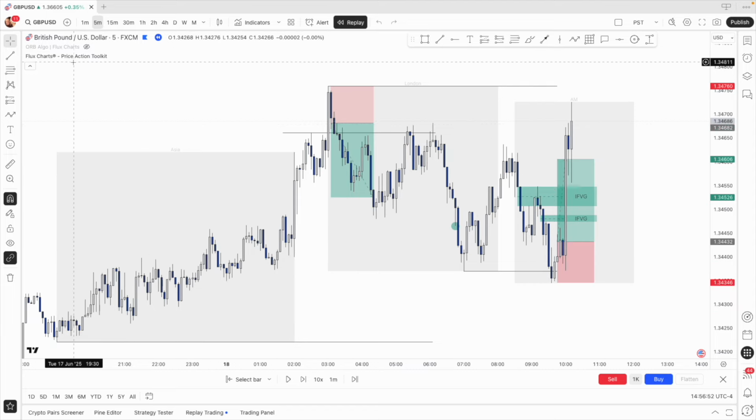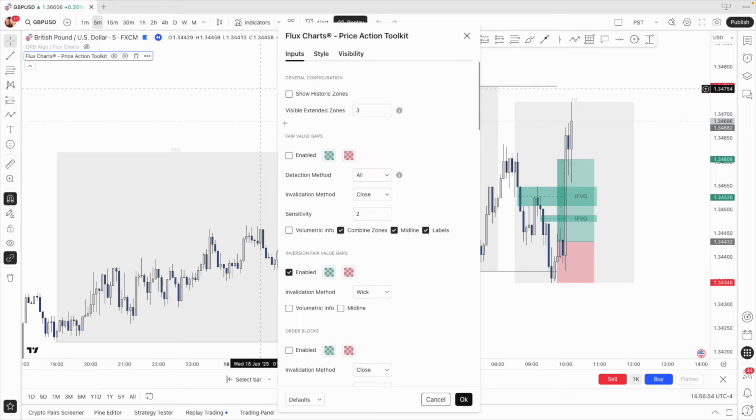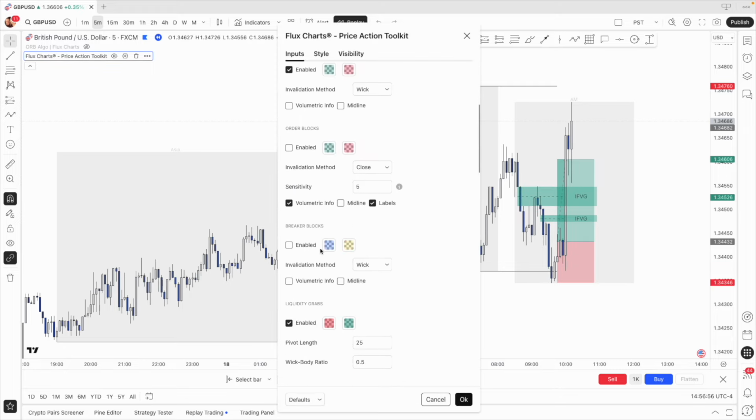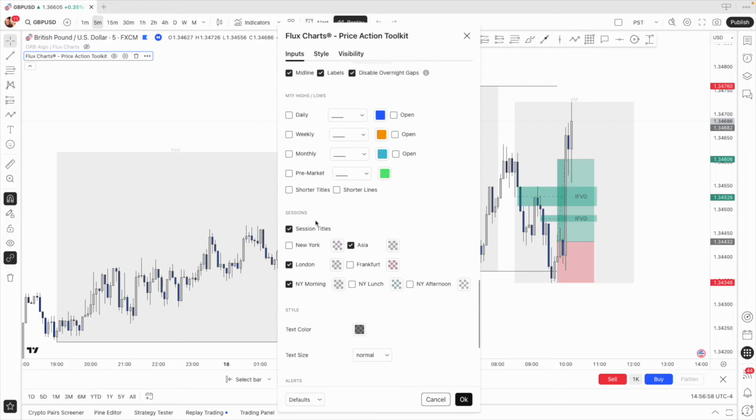I'm using the Flux Charts price action toolkit. Inverse fair value gap right over here. And for the strategy, I'm using the New York morning session, the AM session, London session, and Asia session.